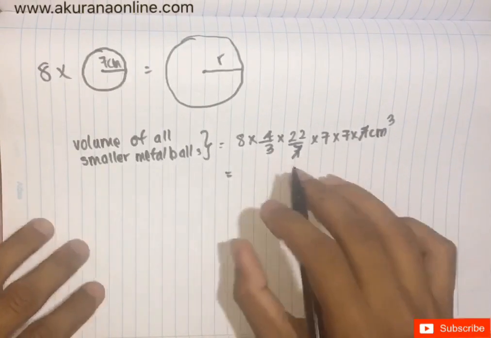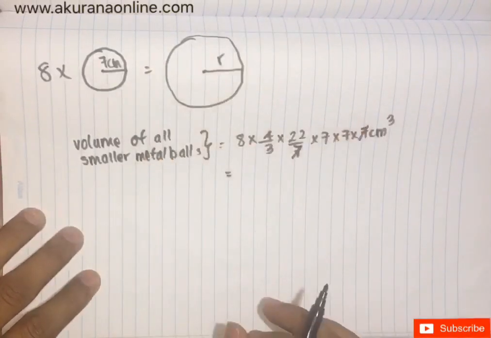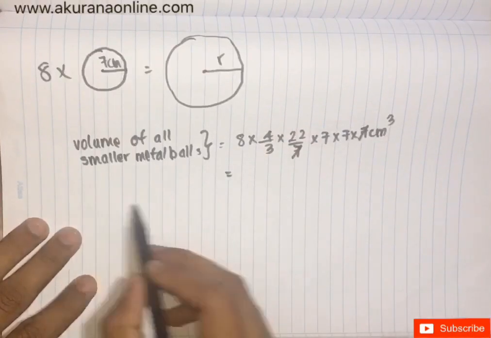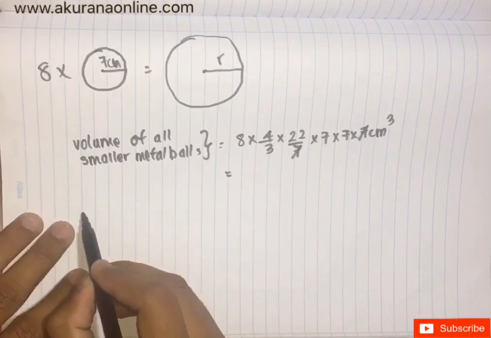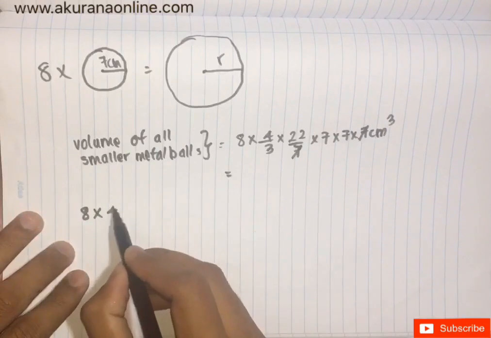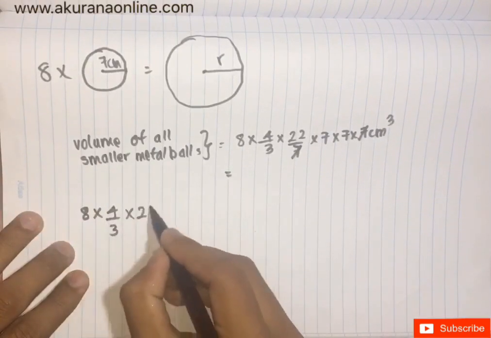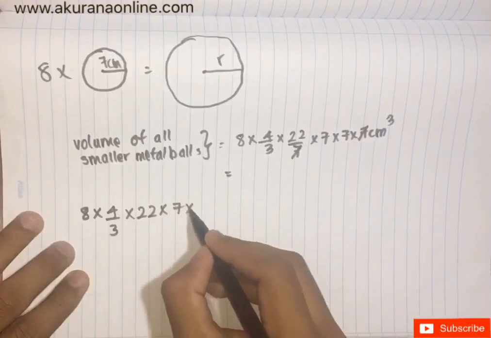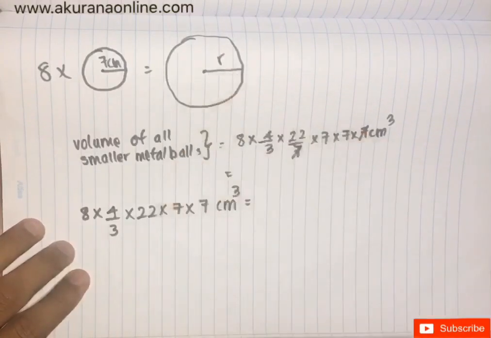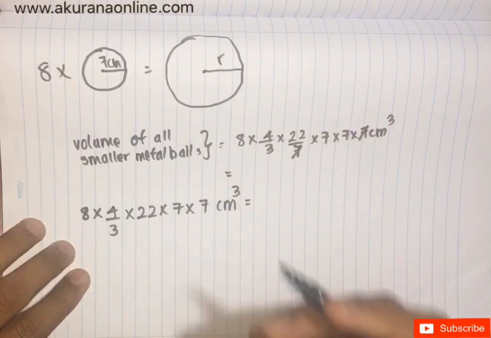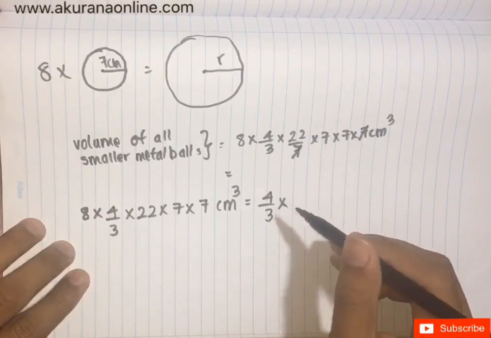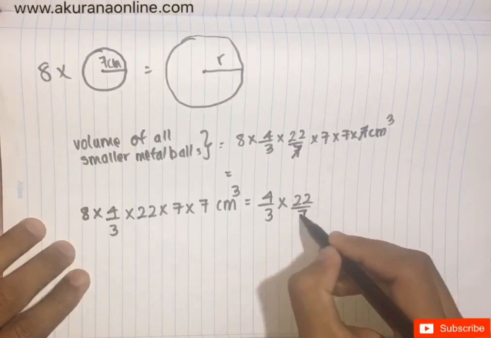Okay, let us leave it like this, and then we have to equate this to the volume of the larger metal ball. So this volume is equal to, I can directly write it, 8, this is the volume of all smaller metal balls. Therefore I'll say 8 into 4 over 3, 22 over 7 into 7 into 7 centimeter cube. What is the equation for the volume of the sphere of the larger metal ball? That will give you 4 over 3 into 22 over 7 r cube.